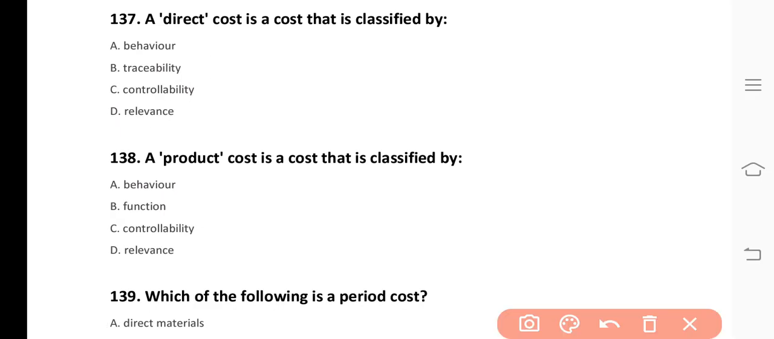MCQ number 137. A direct cost is a cost that is classified by behavior, traceability, controllability, relevance. So the correct option is option B, traceability. The cost which can be traced easily is known as direct cost, and the cost which cannot be traced easily is known as indirect cost. So option B is correct.